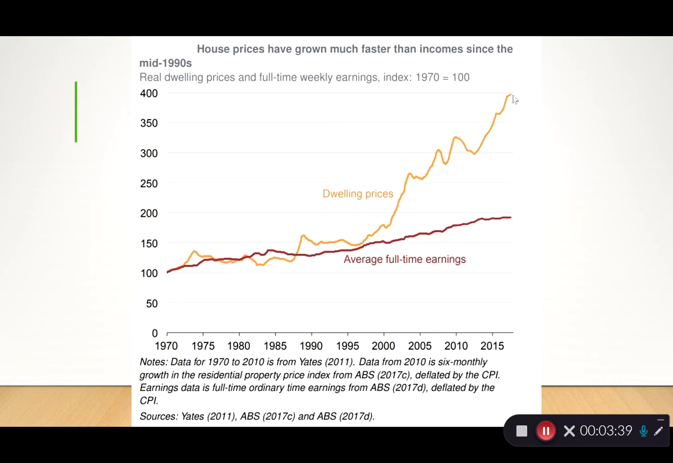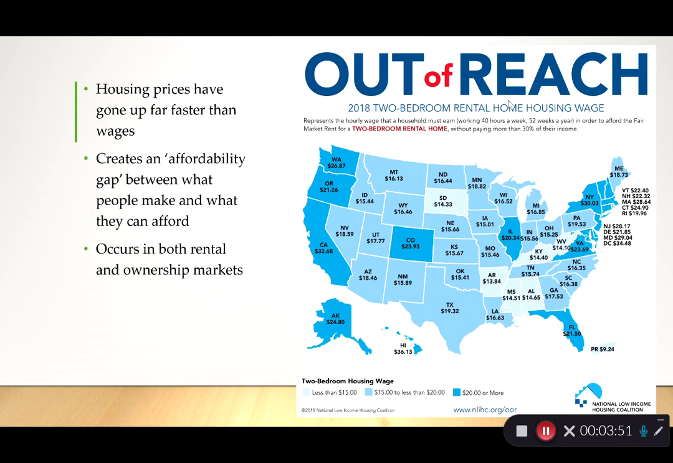Let's focus on what we do about this. So we see an enormous disconnect between wages and housing. And that's playing out in a lot of different ways across our cities. So what we have is an affordability gap between what people make and how much house they can afford. And so if you look at the picture here, you have to see the hourly wage a household must earn working 40 hours a week, 52 weeks a year, in order to afford the fair market rent for a 2-bedroom rental home without paying more than 30% of their income.